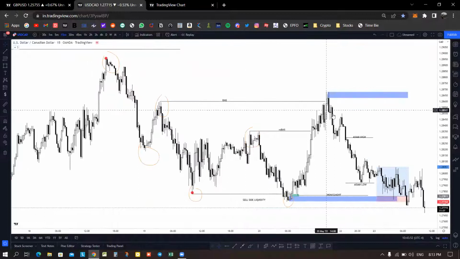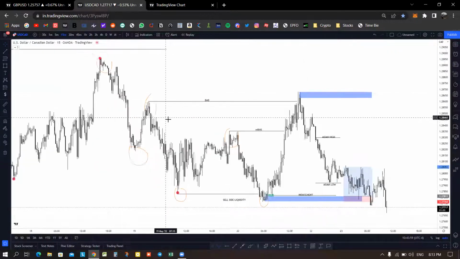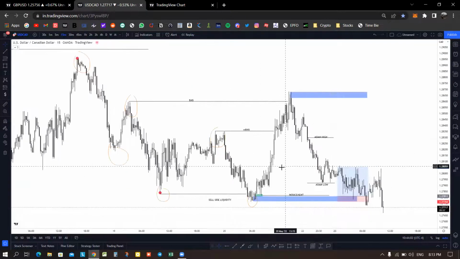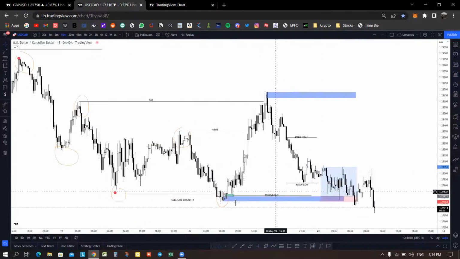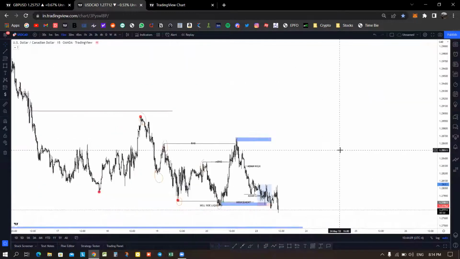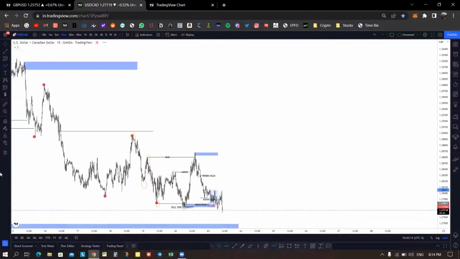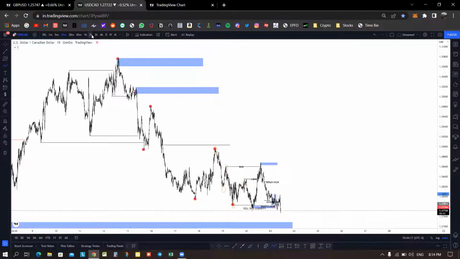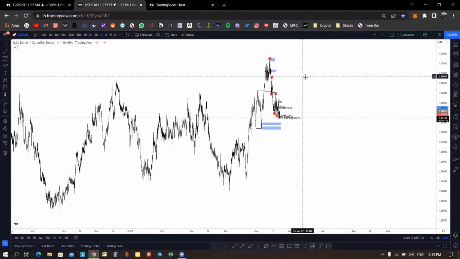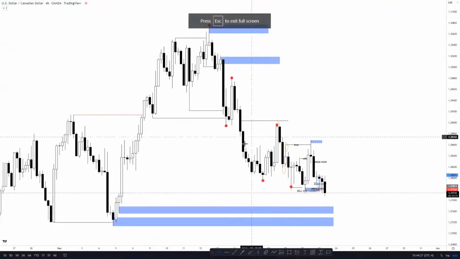So that's how I choose my point of interest. Price has to take some sort of double top or double bottom structure, and the zone has to take out some sort of liquidity to be a good point of interest for sells or buys. Okay, so why do I have this zone and this zone as my point of interest? Let's just go on the lower time frame.